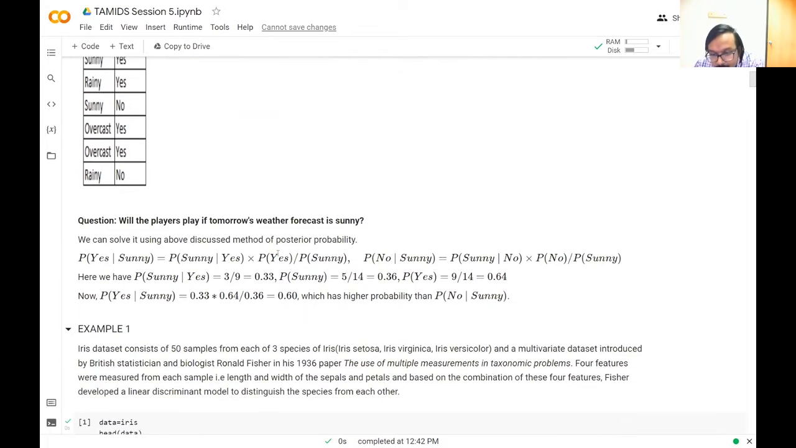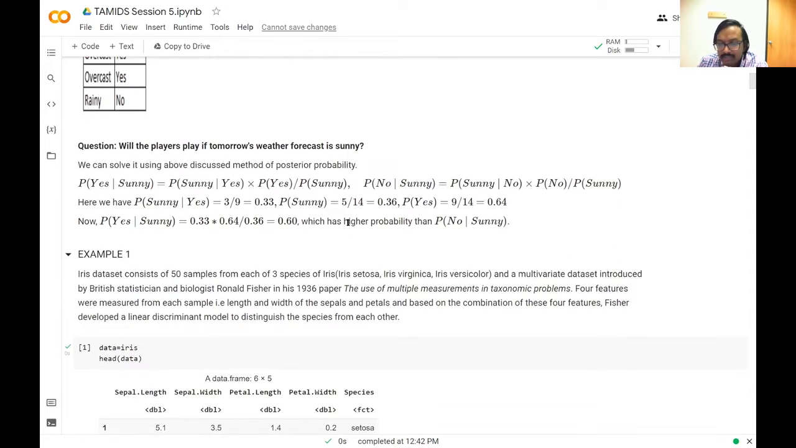So if I do the arithmetic now, we are going to see that probability of yes given sunny is 0.6 and probability of no given sunny would be 0.4. Well, in this case, there are only 2 options. And clearly, because probability of yes given sunny is higher, then we are going to predict that tomorrow the players are indeed going to play.